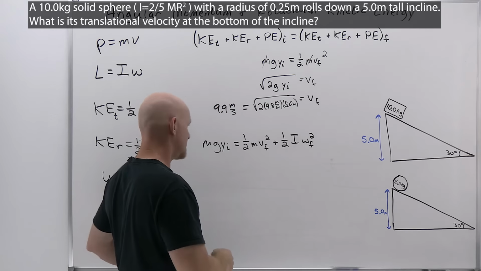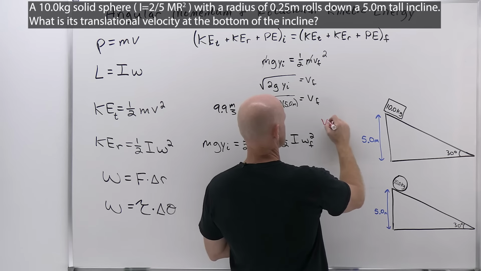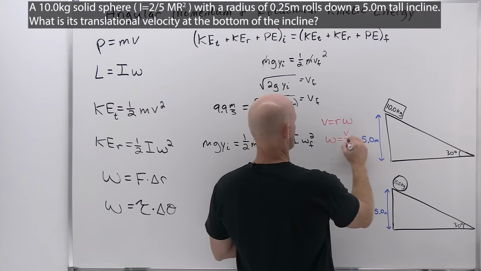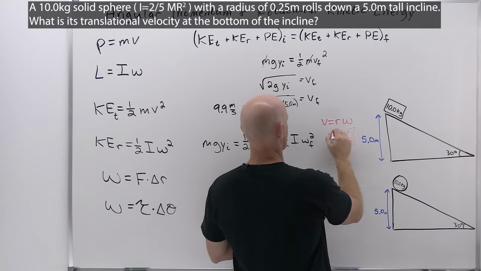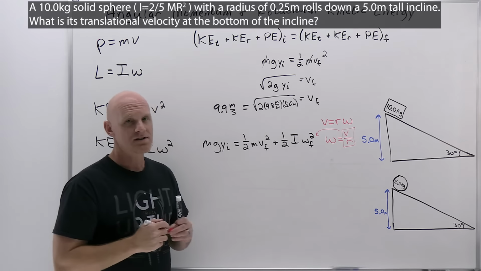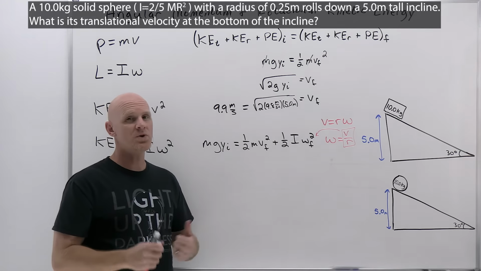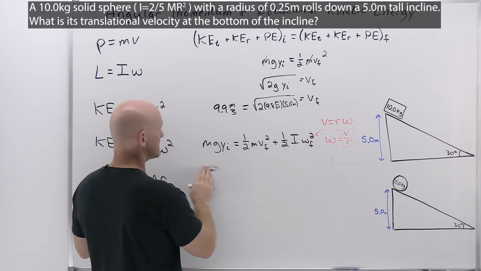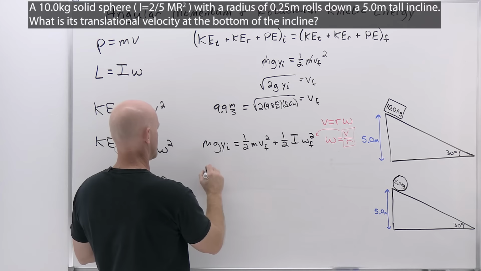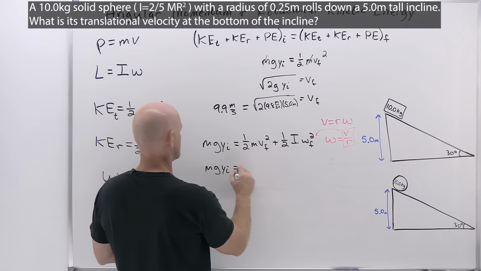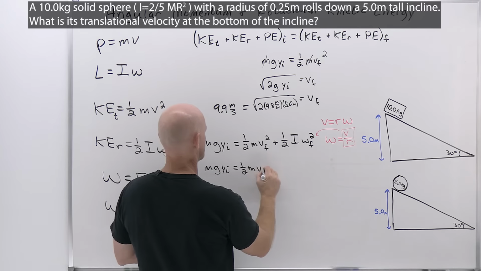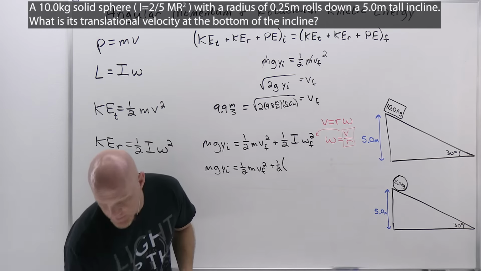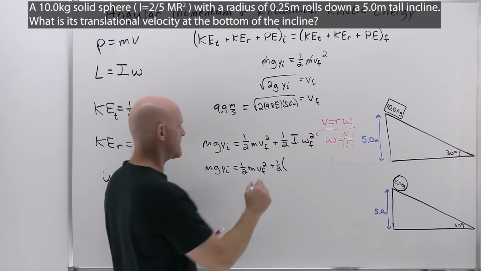Cool, so what do we do from here? Well, keep in mind, you recall that v was equal to R omega, which means that omega is equal to v over R. We can substitute that in right there so that we can have this entire expression written in terms of the translational velocity which we want to solve for. So mgy initial equals 1/2 mv final squared plus 1/2 I omega squared, and again, that moment of inertia was provided in the problem. It's 2/5 mr squared.